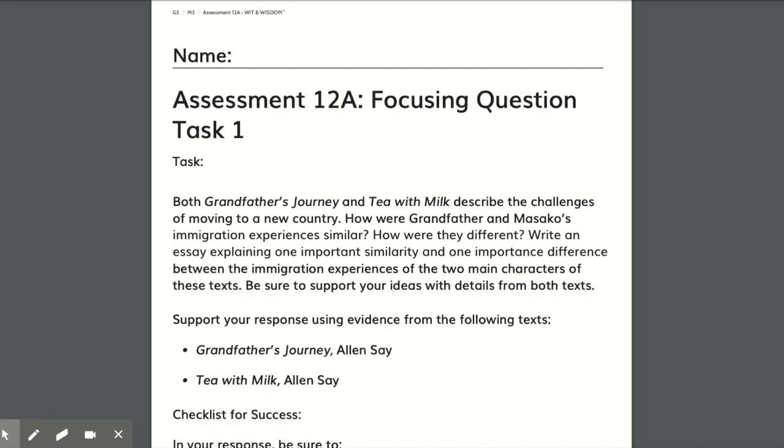All right, now what we have been waiting for, our focusing question task 1. Yay! All right, so I'm going to read out loud the prompt for you, just like I would in class, okay? So please follow along as I read out loud. Both Grandfather's Journey and Tea with Milk describe the challenges of moving to a new country. How are Grandfather and Masako's immigration experiences similar? How are they different? Write an essay explaining one important similarity and one important difference between the immigration experiences of the two main characters of these texts. Be sure to support your ideas with details from both texts.